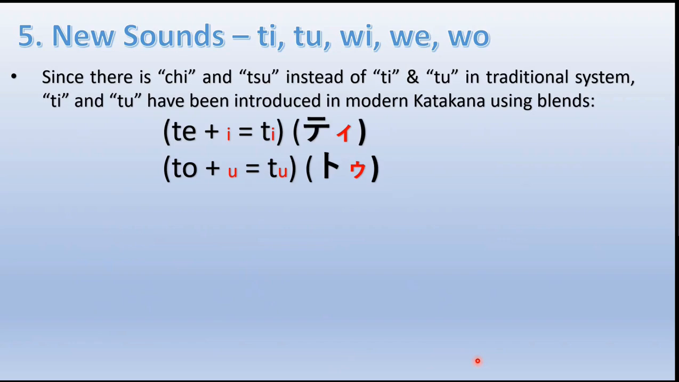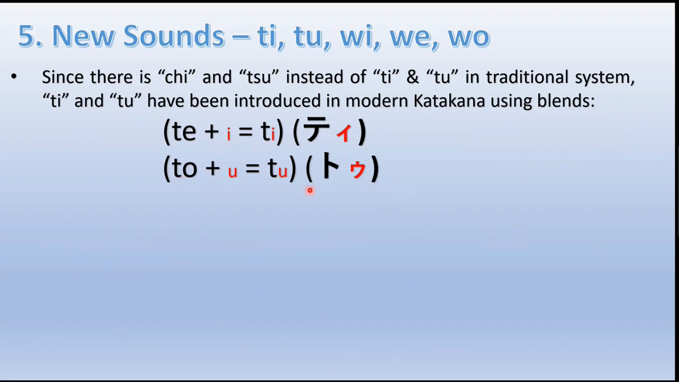Since there is chi and tsu instead of ti and tu in the traditional system, ti and tu have been introduced in modern katakana using the same blending sounds. So te plus i becomes ti and to plus u becomes tu. So mind these two lines. So it's not the same. It's te plus i becomes ti and to plus u becomes tu.